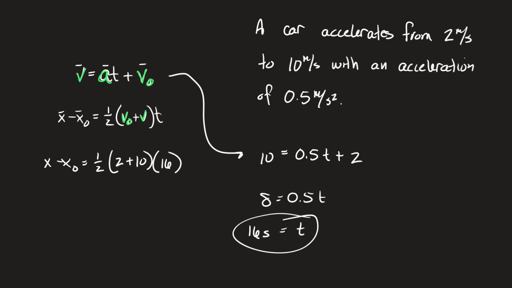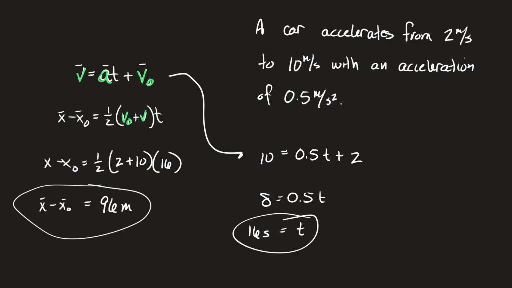All right, we'll do the work. So, half of 16 is 8. 10 plus 2 is 12. 8 times 12 is 96 meters. So, judging from this, I was able to figure out all sorts of stuff about the car without ever drawing a graph.